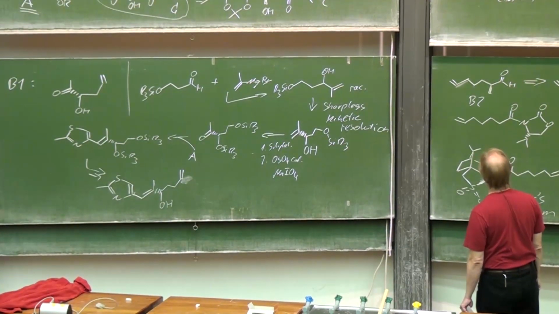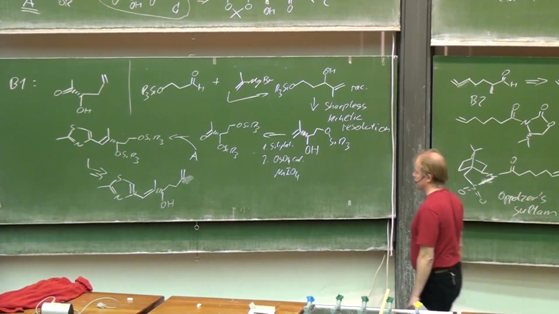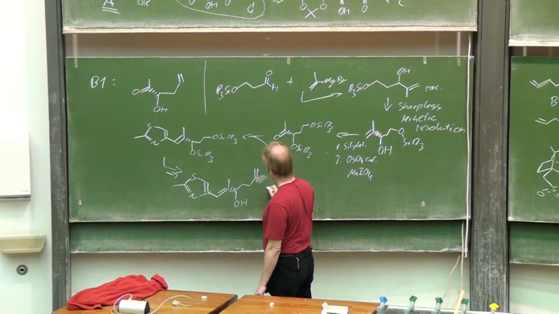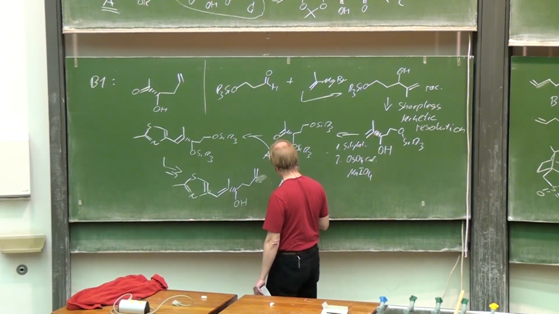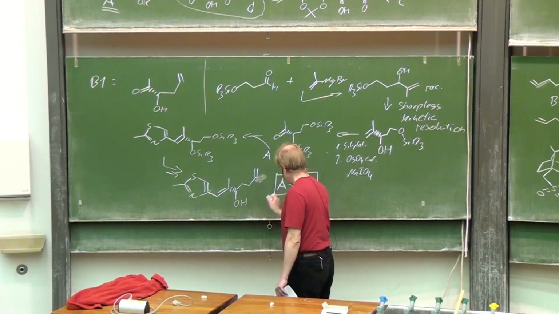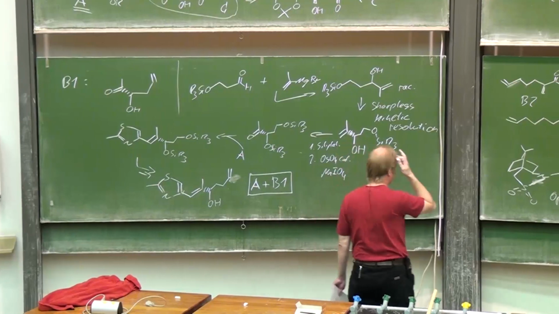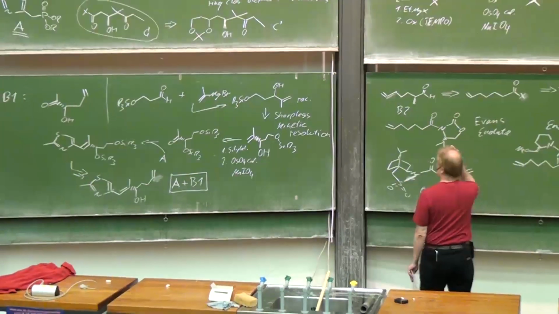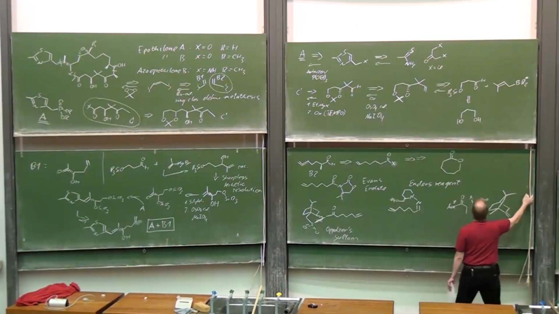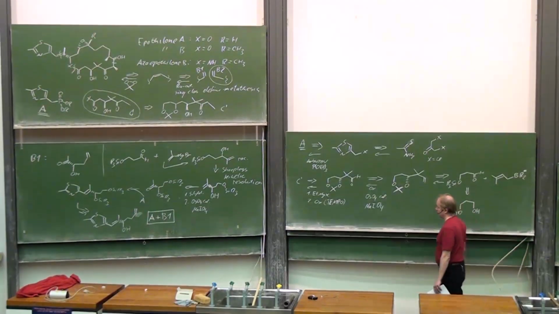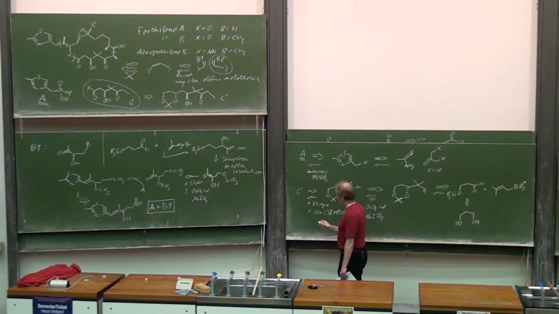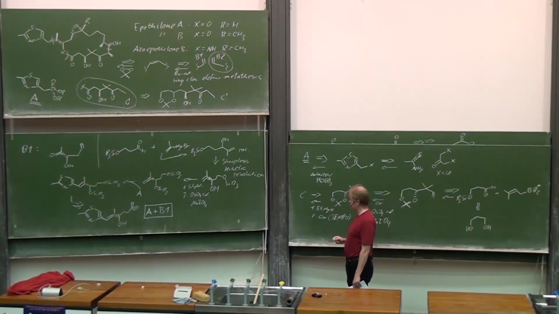So which structures do we have? We have now this one. This is already the combination of A plus B1 as one unit. Now, where do we have C prime? We have C prime here. Here is that synthesis outlined.